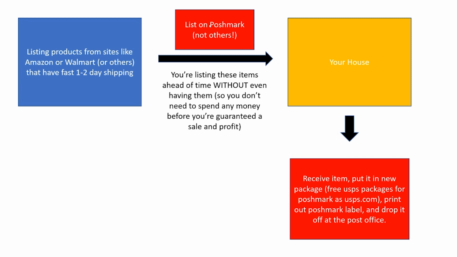Okay. So in this example, you're going to list products from sites like Amazon or Walmart or a number of others that have fast shipping. So you need fast shipping. You need guaranteed fast shipping, so 1 to 2 day shipping. So you're not going out and listing products from something that you don't trust. It needs to be Amazon or Walmart, and it needs to have fast shipping.